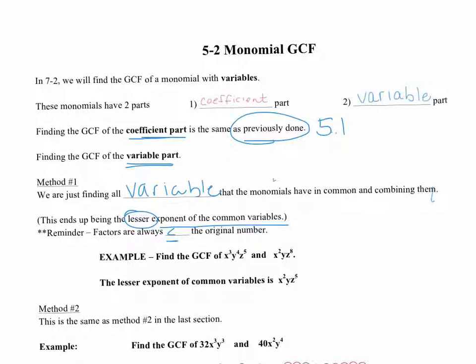So for example, we're going to look at x cubed, y to the fourth, z to the fifth, and x squared, y, z to the eighth. And the lesser exponents of the common factors. Well, we have an x here, we have a 3, and we have a 2. So 2 is smaller than 3. We have 1 y and 4 y's. 1 is smaller than 4, so that's why we had the y. And then z to the fifth and z to the eighth. 5 is smaller than 8, so it's z to the fifth.